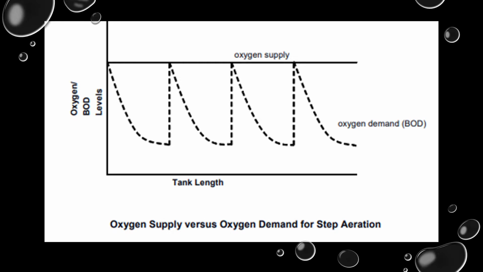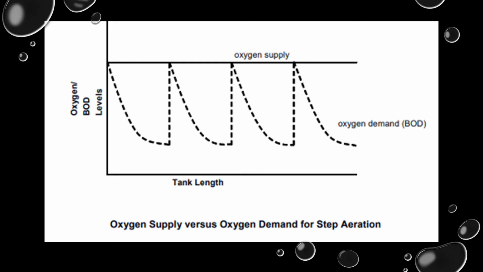Dahil hindi natin binago kung paano natin ini-introduce ang oxygen supply, along the tank is constant lang ito. Pero ang ating BOD ay nagba-vary in a spiking pattern along the tank length. At each location where the primary effluent is introduced into the aeration tank, the BOD spikes up, then gradually declines until it spikes up again at the next point of the primary effluent entry.